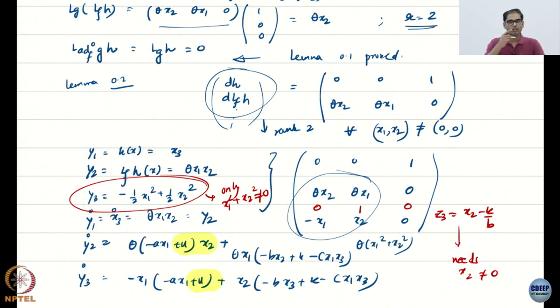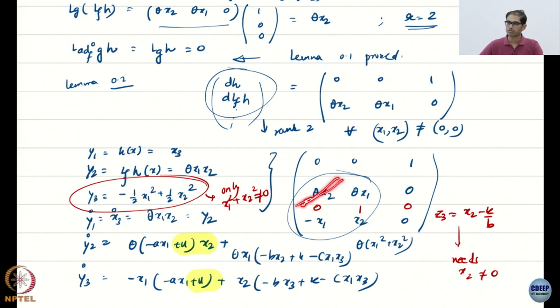The other choice which I had used earlier was taking the third coordinate as x2 minus b. In that case, I would have got 0, 1, 0. Actually, I have written it here. Corresponding to this, I would get the third row as 0, 1, 0. This is fine too. The only problem is in this case, we saw that you need x2 to be non-zero for this to be full rank. If x2 is 0, then you see that the second and third rows are exactly the same.